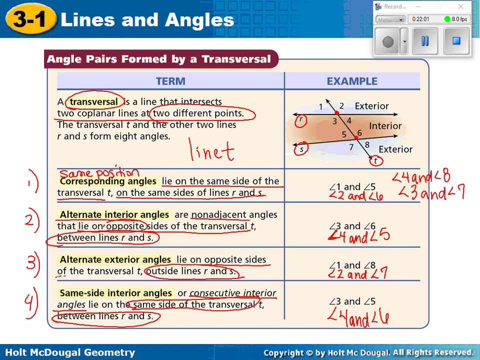So can you give me an example of same side exterior? 1 and 7, they're on the same side of the transversal, but they're outside the lines R and S, or 2 and 8. So angle 1 and angle 7, or angle 2 and angle 8. Any questions?